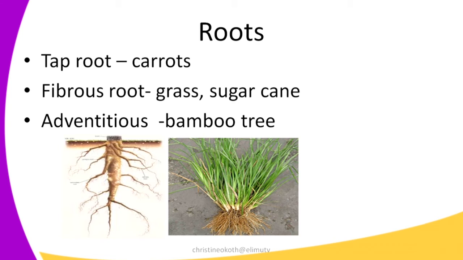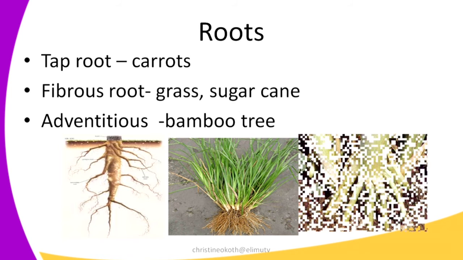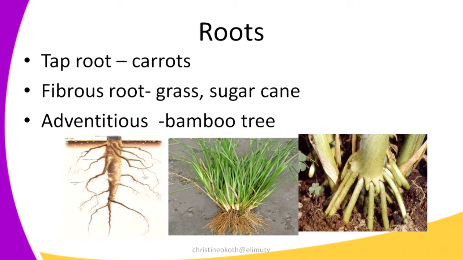Then lastly, we have the adventitious roots. An example is a bamboo tree. These roots emerge from the stems of the plants, then they hold up and go down to the ground. So these are the three types of roots that are commonly found within the plants: first, the taproot, then the fibrous roots, and lastly, the adventitious roots.